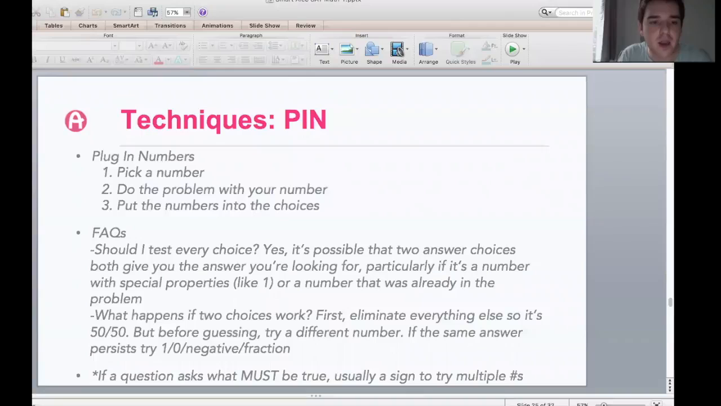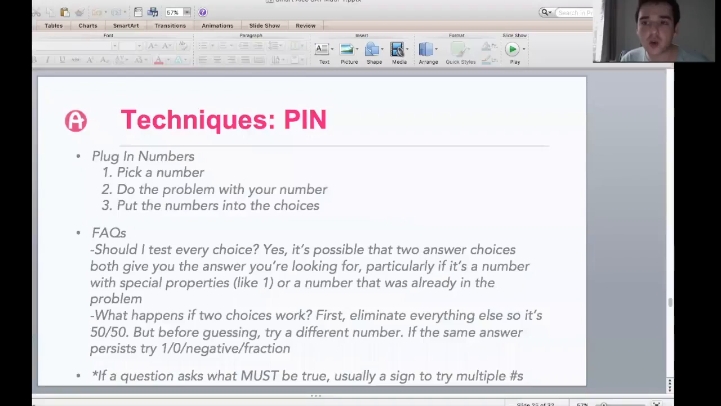correct answer. And so some typical frequently asked questions are, should you test every choice? Yes, you should with PIN, because it is possible that you get two answers, particularly if you're choosing something like 1 or 0. There are times, if you're dividing by a 1, that might not be so helpful. But, so worst case scenario, you pick two numbers, and typically that will narrow it down to only one choice.